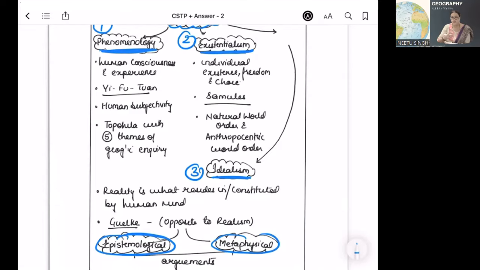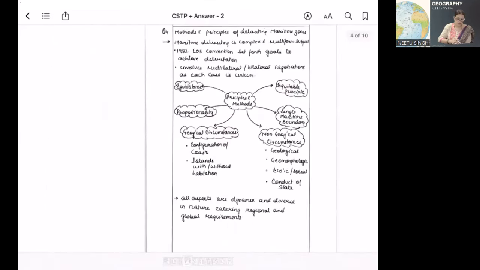So I think it is justified. Phenomenology should come first. You take the reference of phenomenology, Yi-Fu Tuan's Topophilia, identifying the five themes. I think that makes the answer perfectly well. This is how I provide you with it.